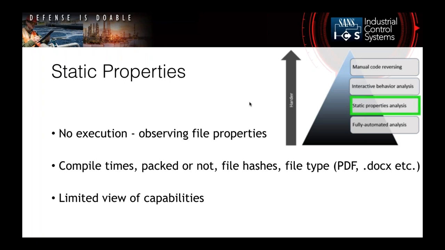But static properties is really looking at the file itself. Answering questions like, well, when was this piece of malware compiled? Was it packed or not? Is there any obfuscation in the code to hide what it is? Is it written for a Linux machine? Is it written for a Windows machine, 32-bit, 64-bit? These are the kinds of things you can pull out of a file by not running it, just looking at the static properties of that file. As an example, you can also get the hash of the file as well, and that can be very critical. Because once you have the hash, then you have a potential IOC, indicator of compromise, to help you scope.